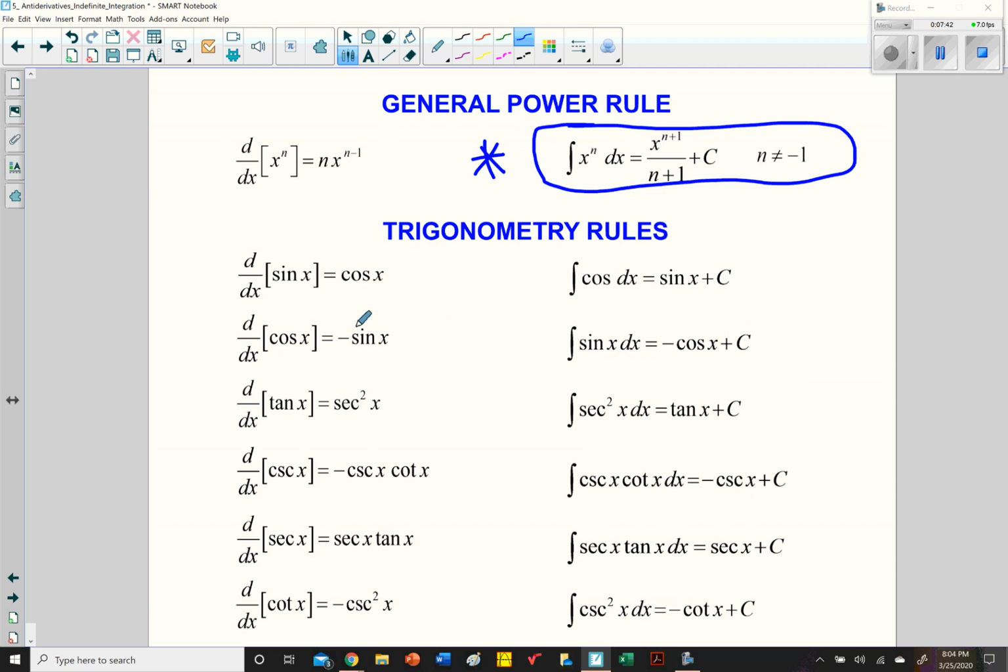You might notice here that if the derivative of cosine is negative sine, when you integrate sine, the antiderivative must be negative to counterbalance that. And that goes for cosecant and cotangent, cosecant.